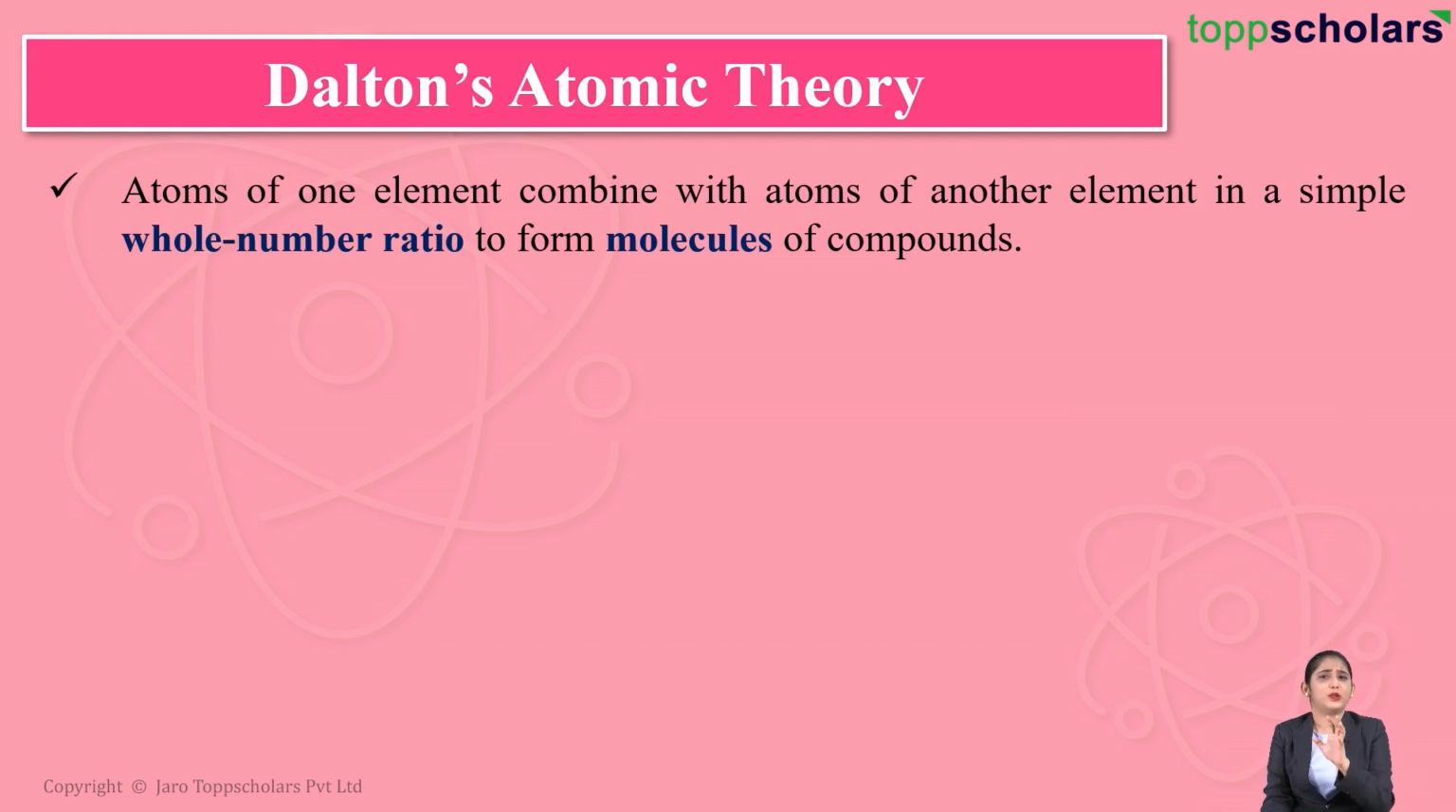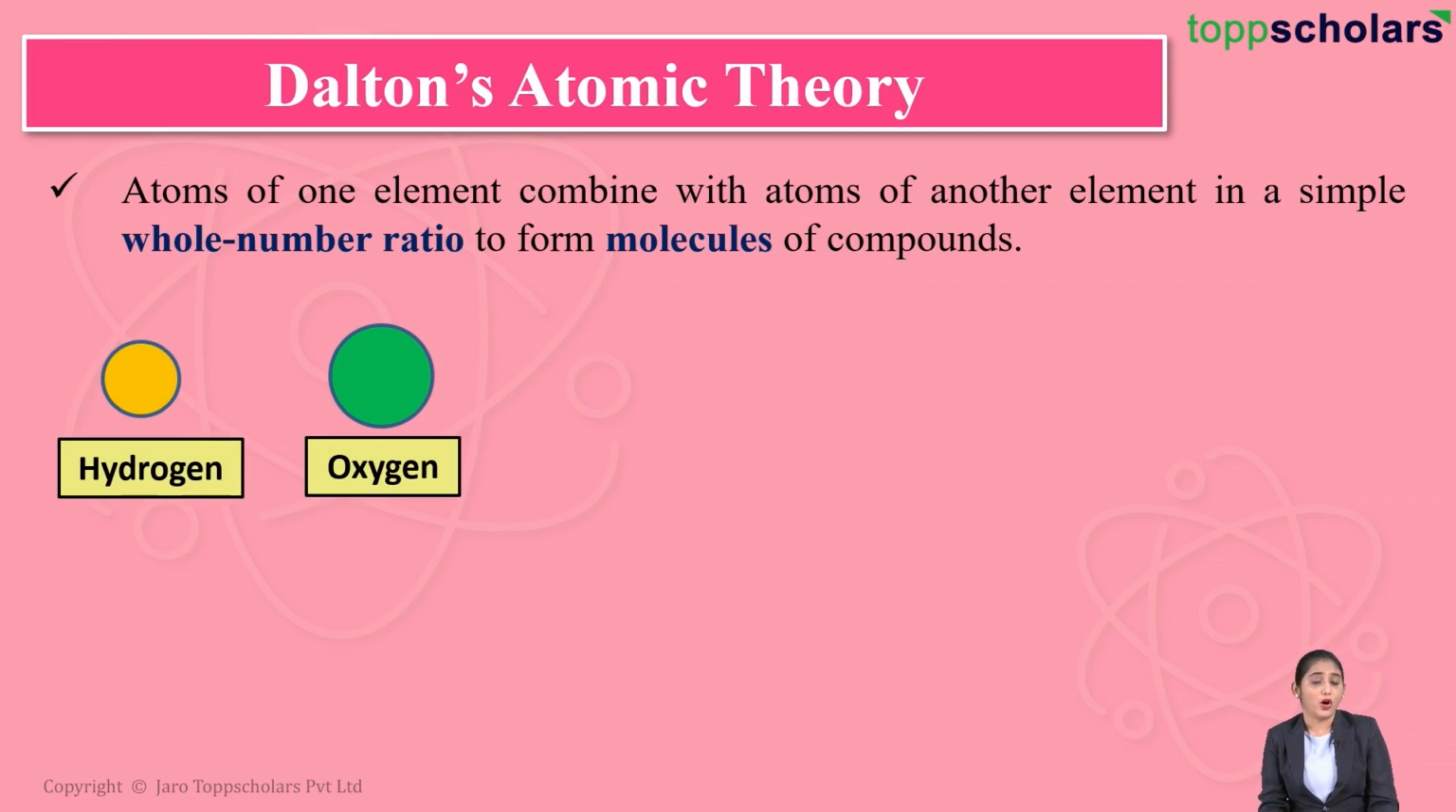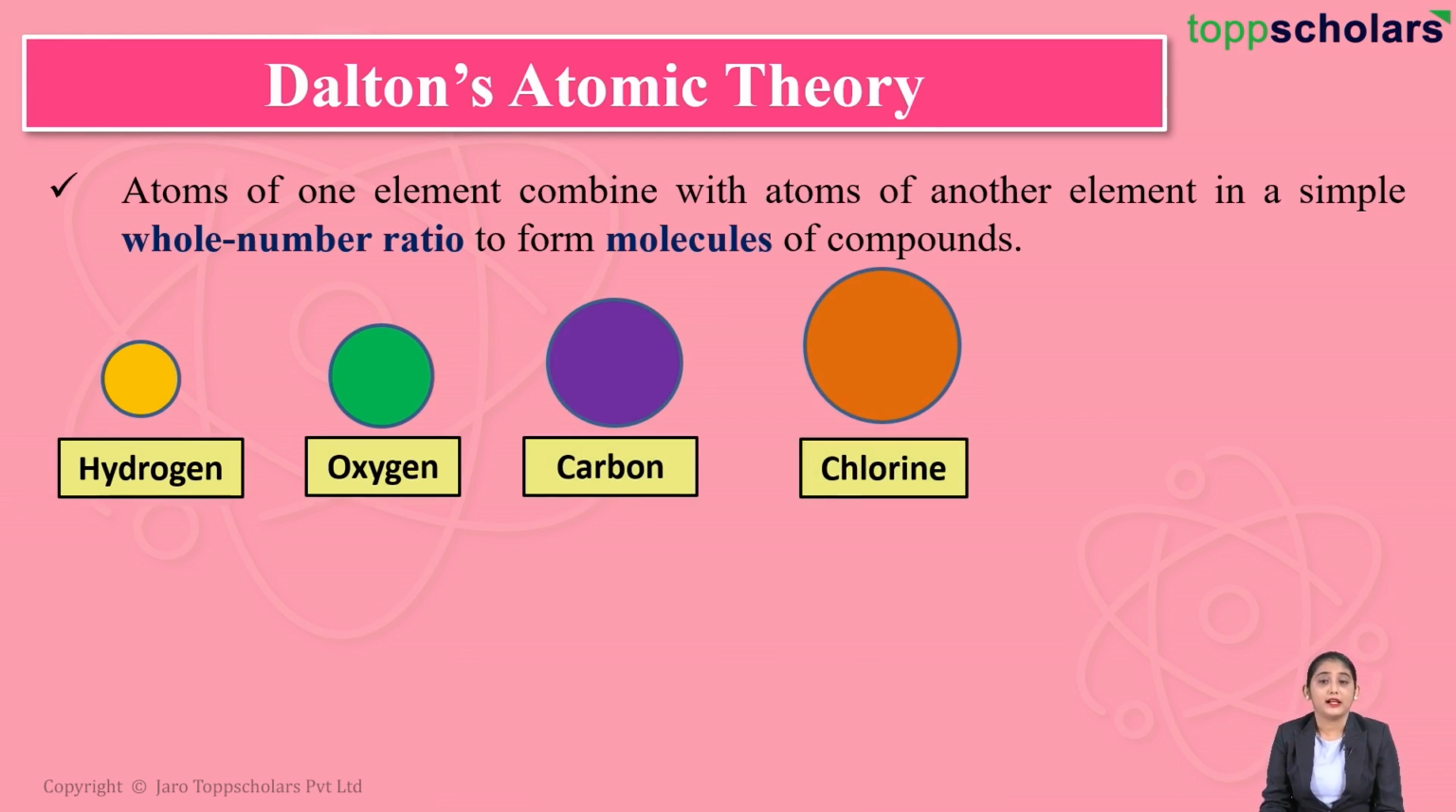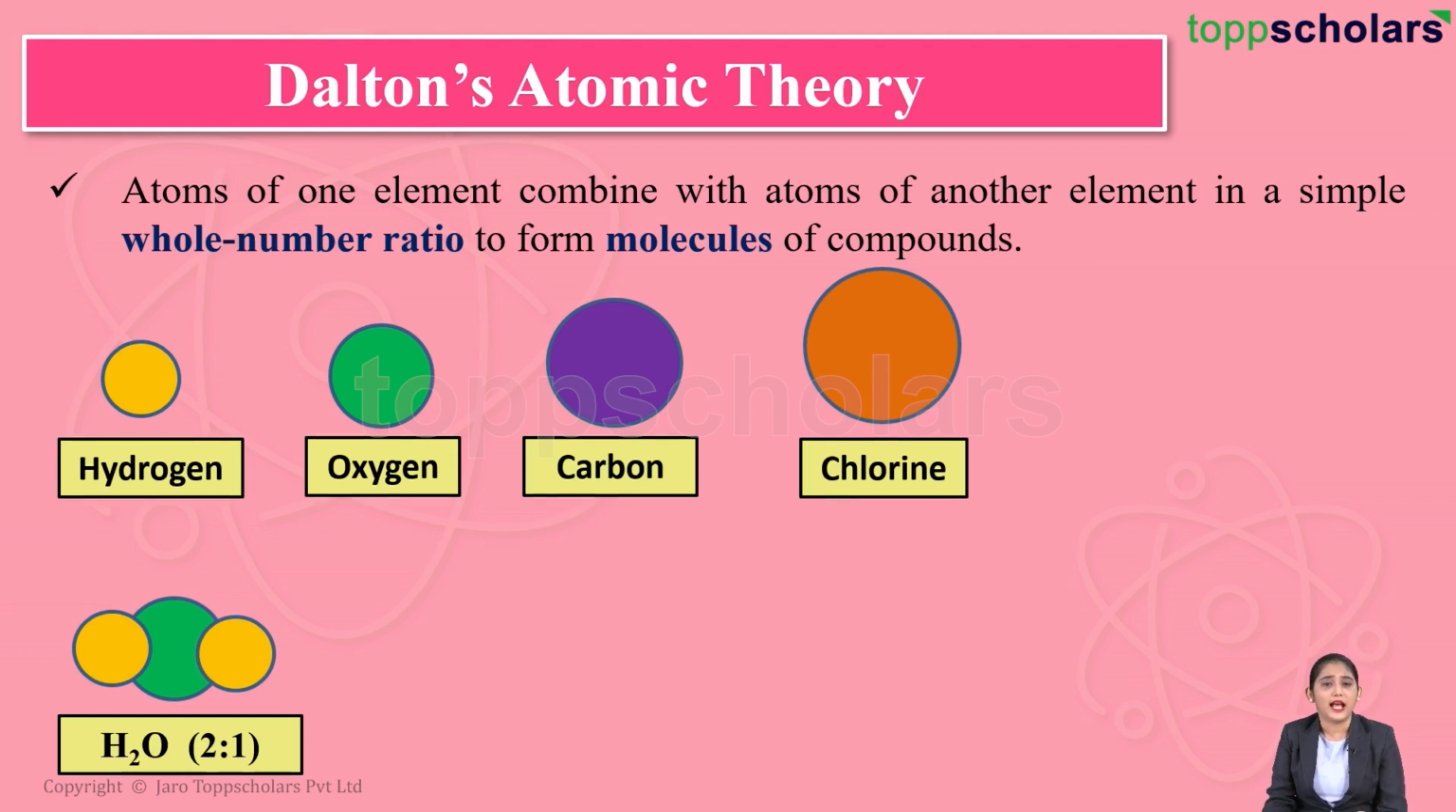Let's understand this with some examples, right? So here you can see I have an atom of hydrogen, an atom of oxygen, an atom of carbon and an atom of chlorine. So Dalton told us that atoms of elements combine with atoms of another element in a simple whole number ratio and they form molecules of compounds. So here the first molecule I have is a water molecule, that is H2O. As you can see, a water molecule is made up of 1 atom of oxygen and 2 atoms of hydrogen. So what is the ratio? It is 2:1, which means that we have 2 atoms of hydrogen and 1 atom of oxygen.